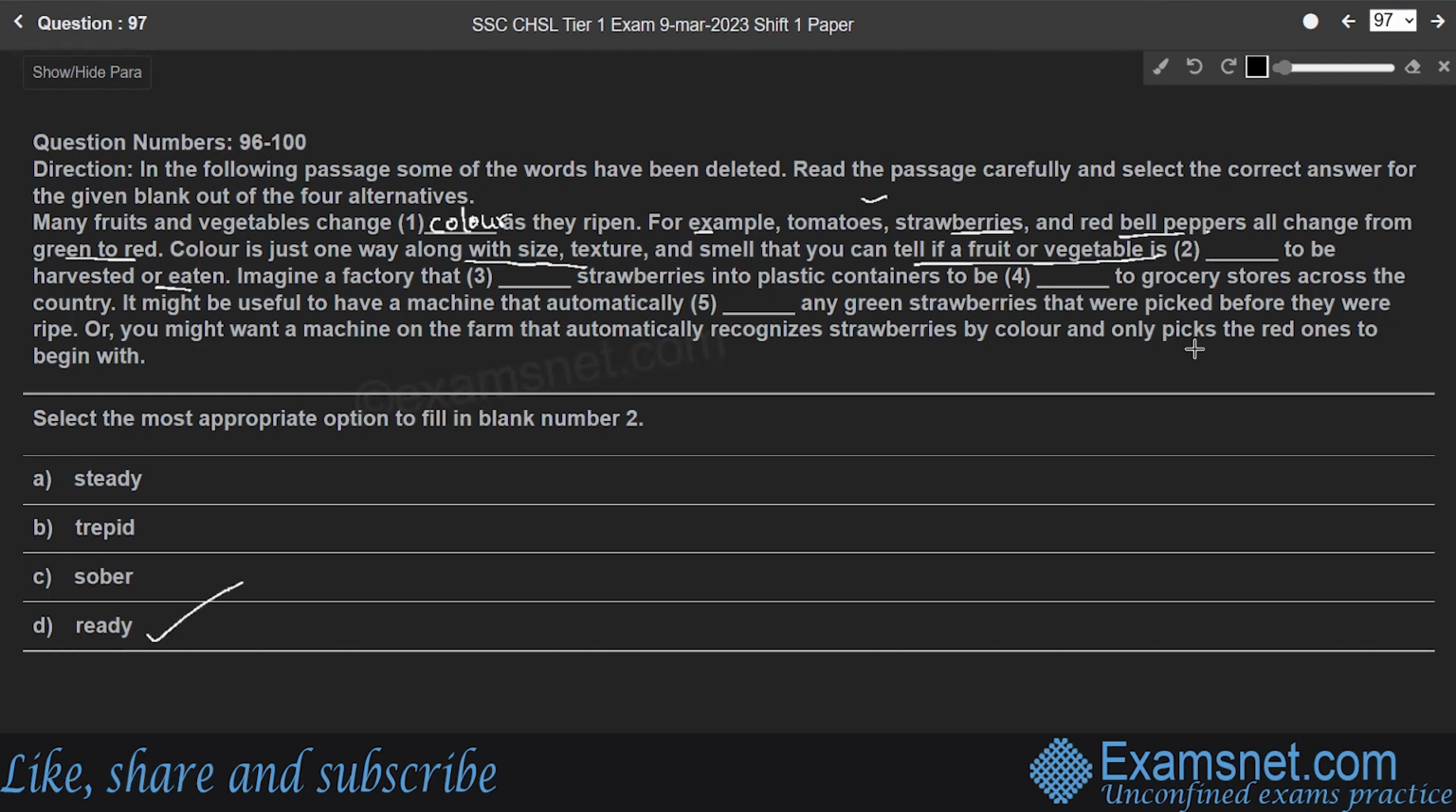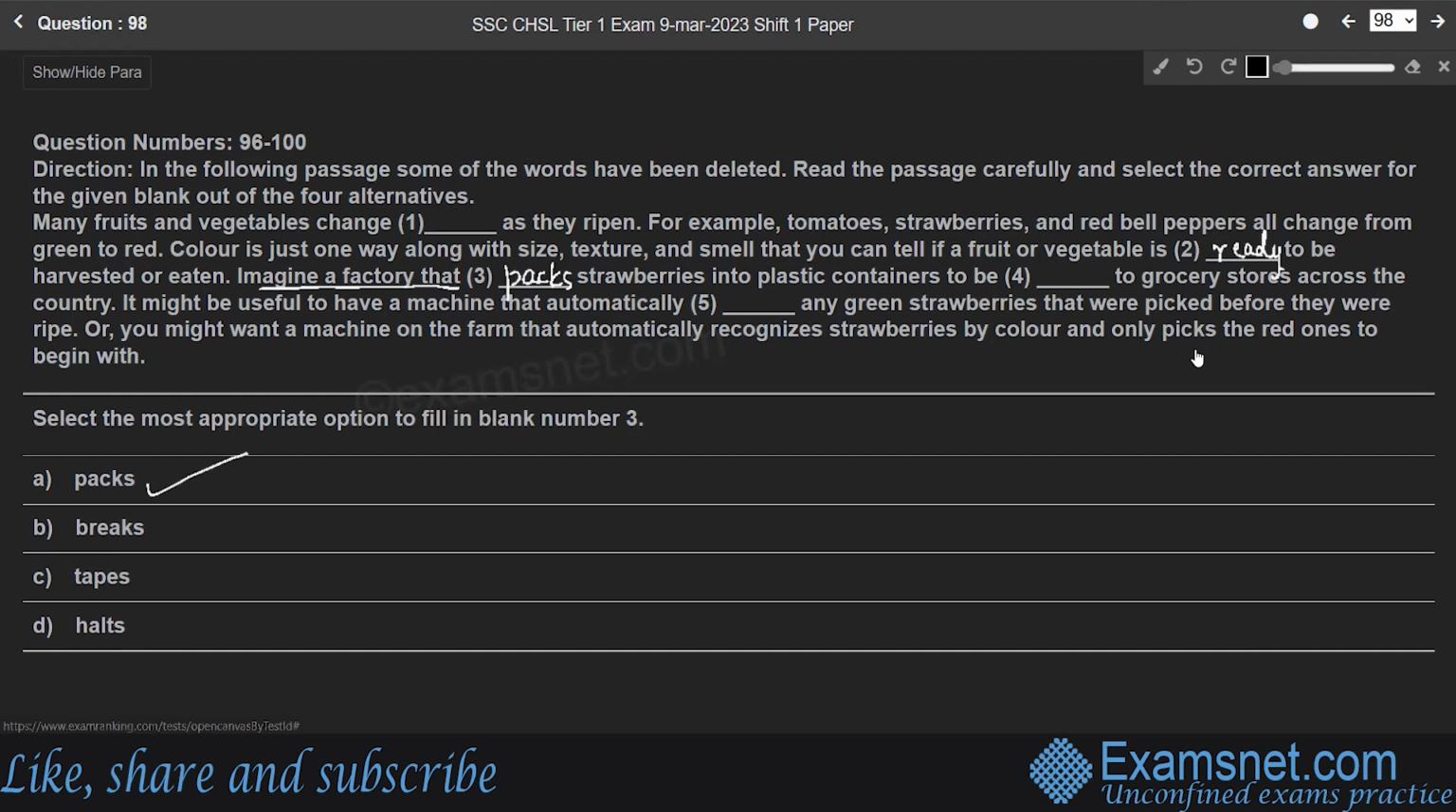So moving further, question number 98. So this should be ready in blank 2. Right? Imagine a factory that dash strawberries into plastic containers. So that packs strawberries. Option A is the right answer. Right? So that packs strawberries into plastic containers to be dash.